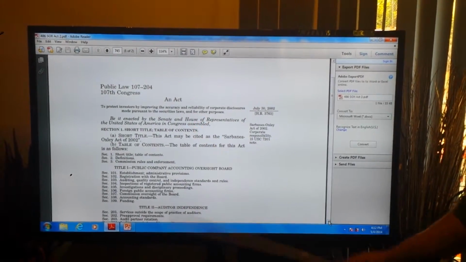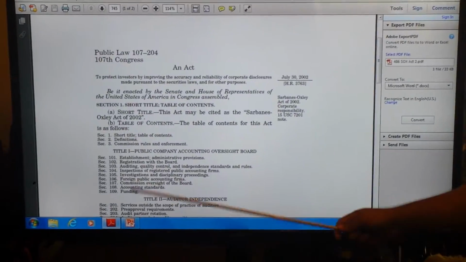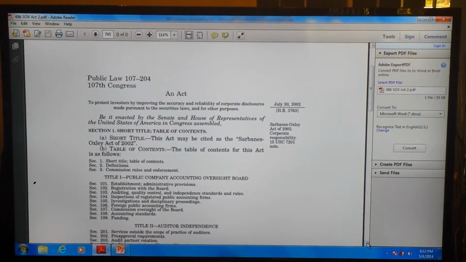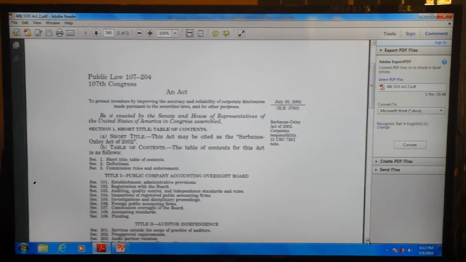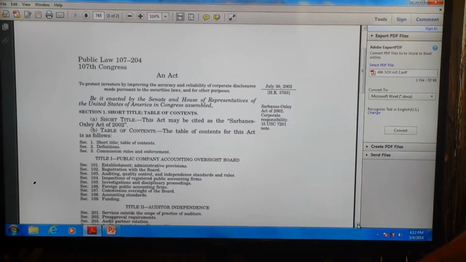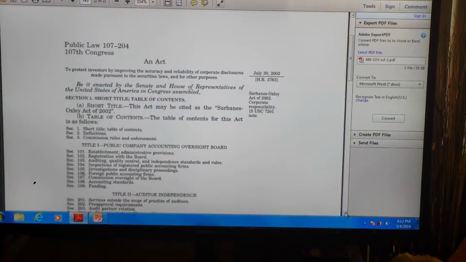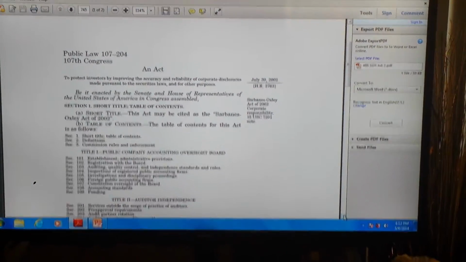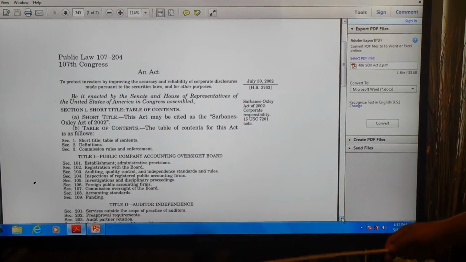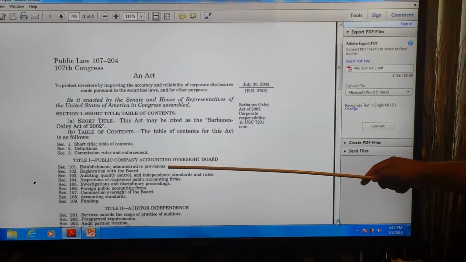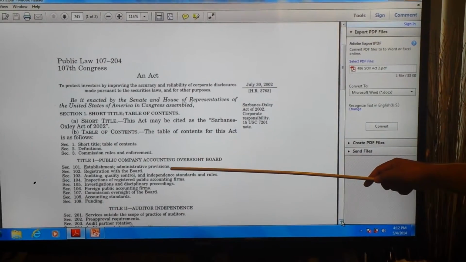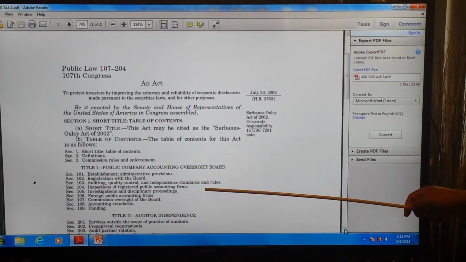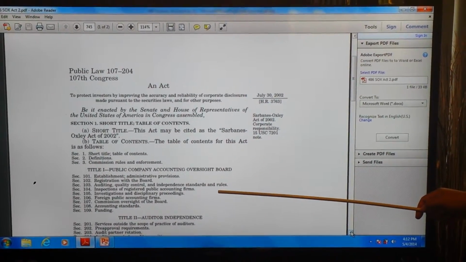So here we have a table of contents. We have Title 1, Public Company Accounting Oversight Board. That's the establishment of the PCAOB that I referred to a couple slides ago. And we have sections 101 through 109. Run through them briefly. 101 is establishment and administrative provisions. 102 is registration with the board. 103 is auditing, quality control, and independent standards and rules.